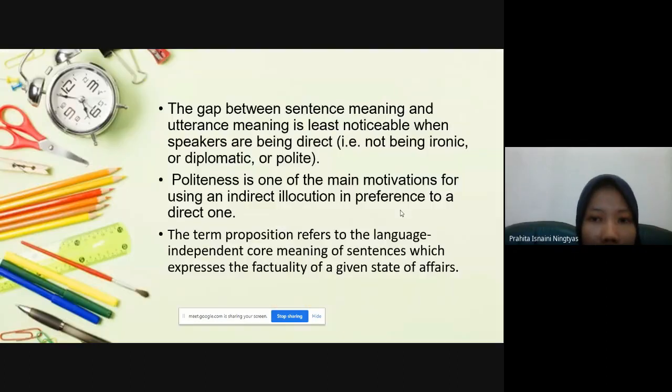The gap between sentence meaning and utterance meaning is least noticeable when speakers are being direct, not being ironic or diplomatic or polite. Politeness is one of the main motivations for using an indirect elocution in preference to a direct one. The term proposition refers to the language-independent core meaning of sentences, which expresses the factuality of a given state of affairs.